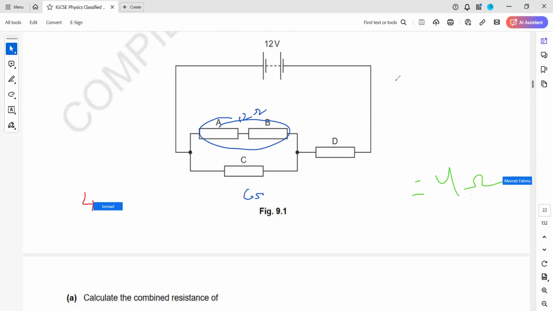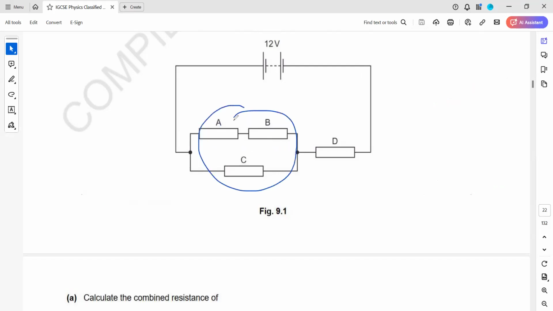It will be product divided by sum. Yeah, that's right. It will be 12 into 6 divided by 12 plus 6. So that is 72 divided by 18, which equals 4 ohm. And then this total is 4 and this is 6. What is the combined resistance of the whole circuit? 10, because this 4 plus 6 will make the sum 10.